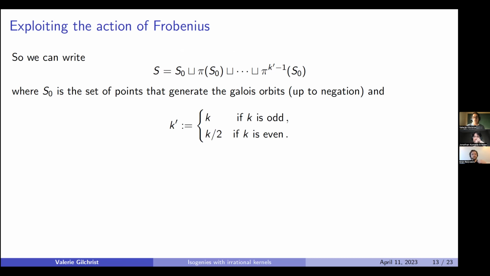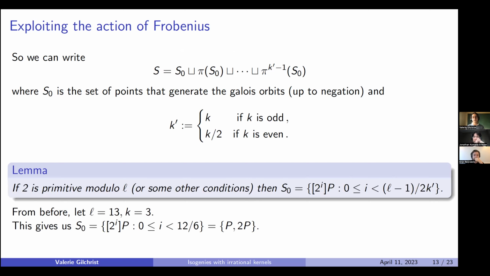And so in terms of how we want to choose our orbits, we're going to use this doubling trick again. So we get this lemma that when 2 is primitive modulo L, or under some other conditions to do with being semi-primitive, we can choose this set of Galois orbit generators to be just the first few doubles. Looking at the example we were looking at before, where L is 13 and k is 3, we range i between 0 and 1. So we have P, 2P, just as we saw before. Cool.